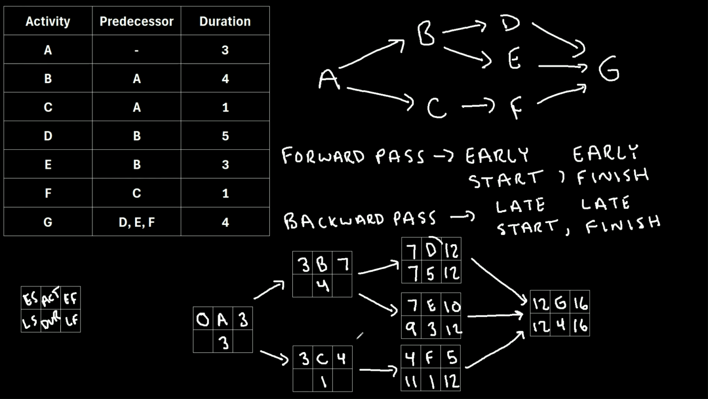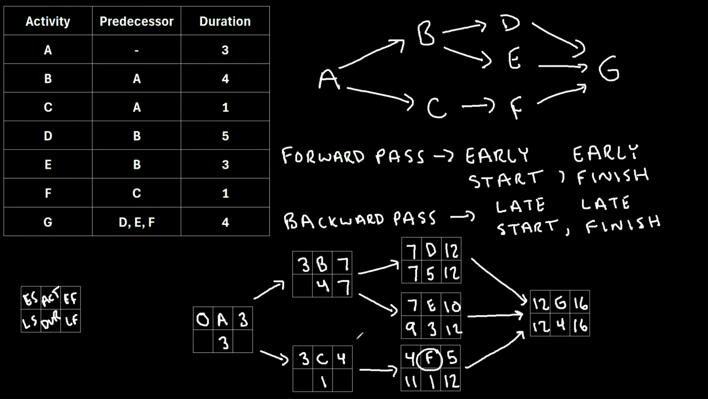Now notice that both activity D and E have the same preceding activity of B. So the question is, should we bring the late start of 7 from activity D or the late start of 9 from activity E into this late finish of activity B? Well, when we're doing backward pass, we always choose the minimum value. So in this case, we're going to choose a 7. So the 7 will go right here.